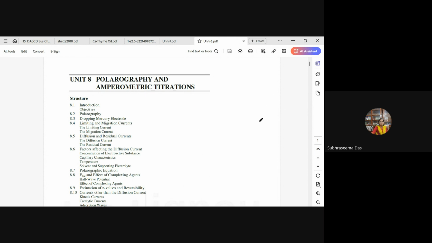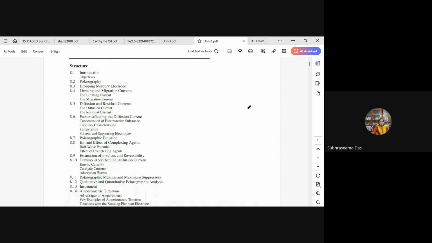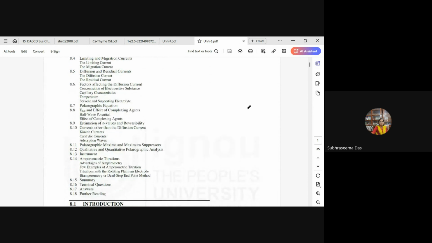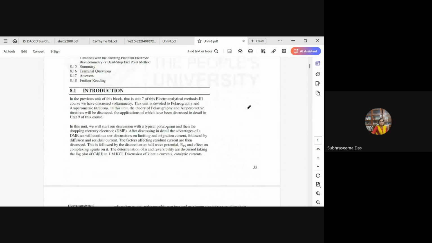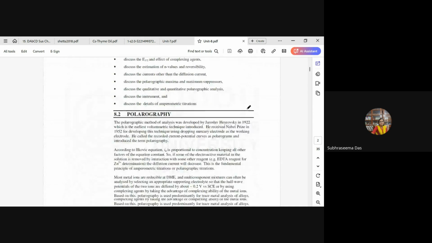So now we'll start with the other unit, that is polarographic and amperometric titrations. Here we will be talking about the different types of polarography and different types of amperometric titrations. So first, we'll begin with what is polarography.